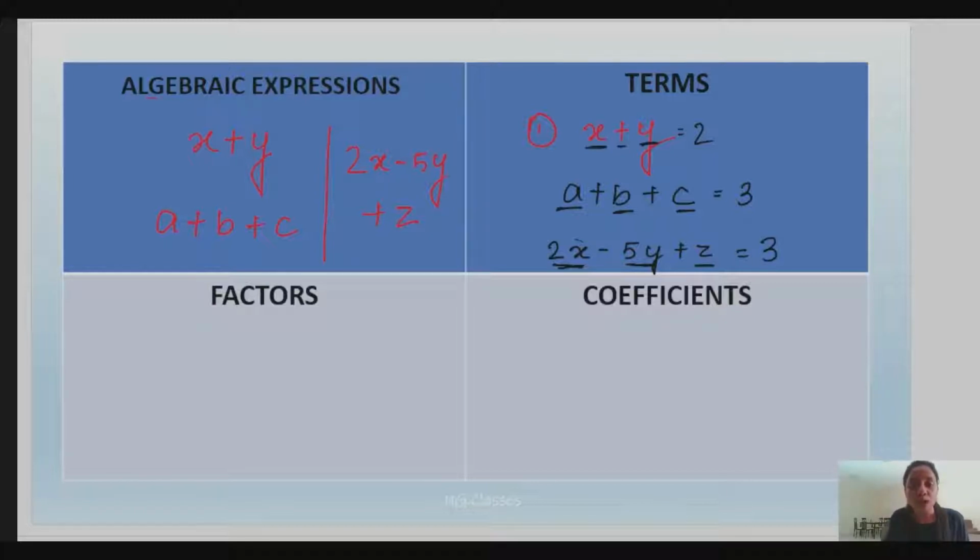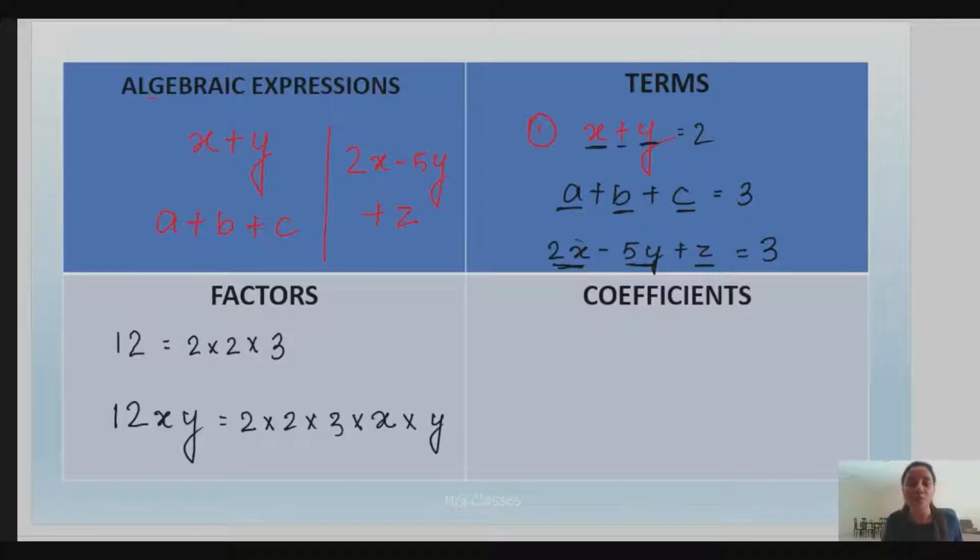Now factors. How to do the factorization? That you already know. You have already factorized constant terms. Like if I am having a number 12, how to do the factorization of 12? You can write 2 times 2 times 3. This is the factorization of 12. Similarly, we can factorize variables as well. If we are having 12xy, how can we factorize this one? We can write 12 as 2 times 2 times 3, the previous one only, and times x times y. This is the factorization of 12xy.